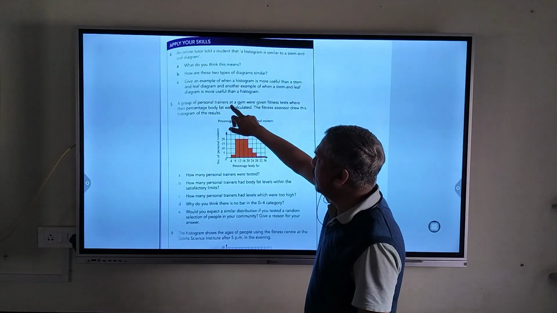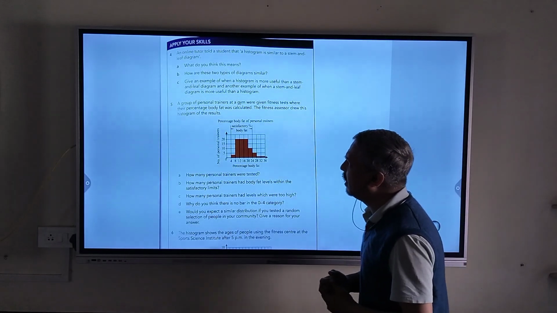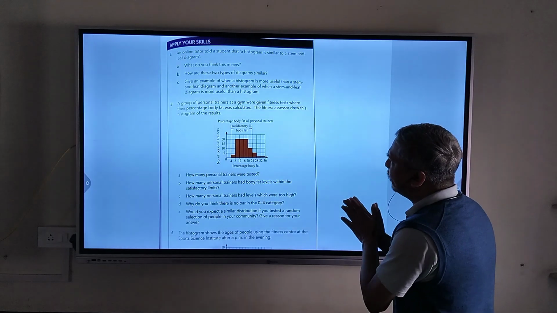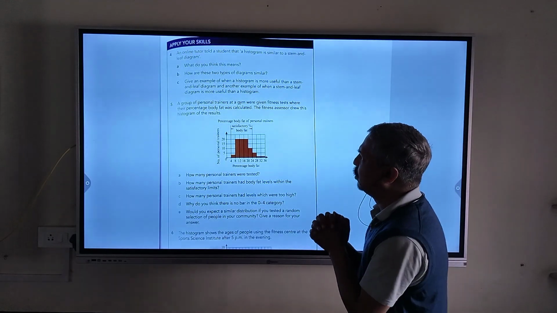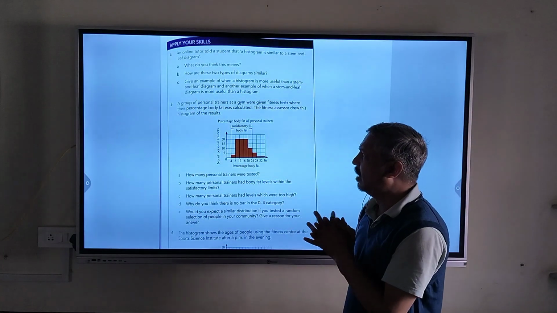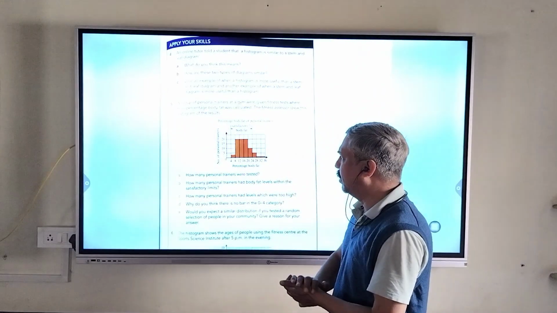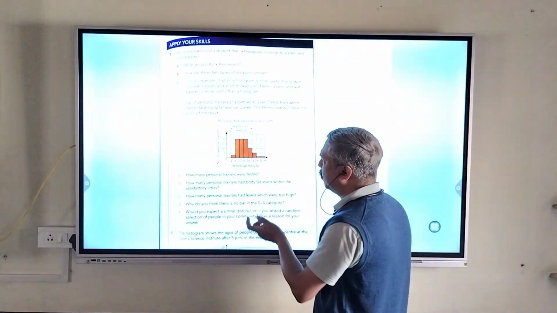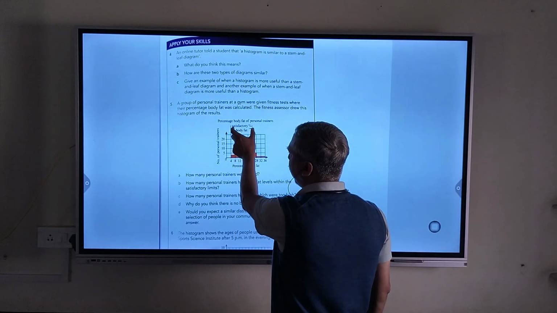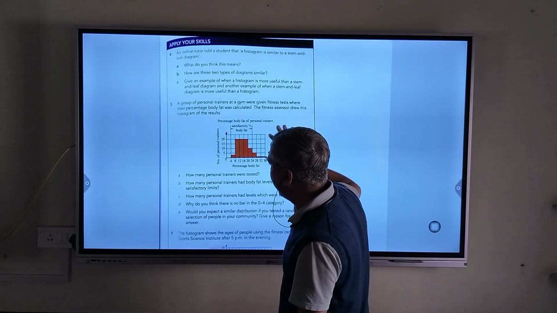A group of personal trainers at a gym were given fitness tests where the percentage body fat was calculated. The fitness assessor drew this histogram of the result. So whoever was assessing the fitness level, body fat, has come to this conclusion: 4% to 24% of body fat is satisfactory. Beyond that, it is worrisome.